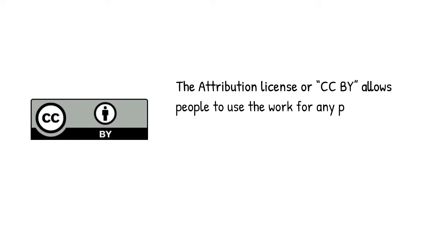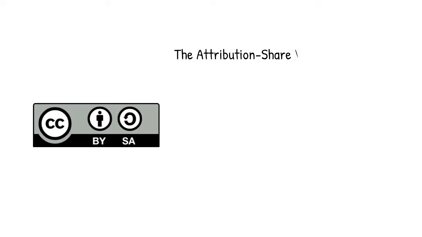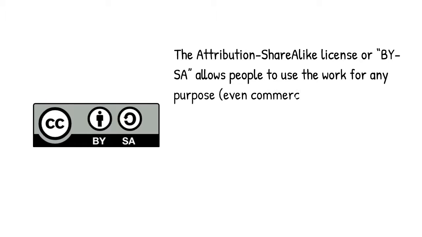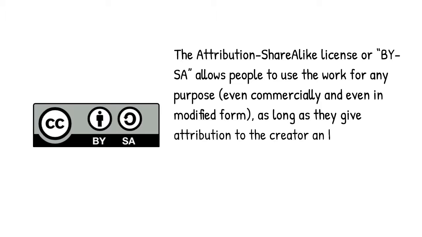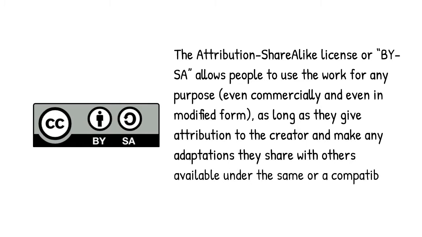CC BY. The Attribution license, or CC BY, allows people to use the work for any purpose, even commercially, and even in modified form, as long as they give attribution to the creator. CC BY SA. The Attribution Share-alike license, or BY SA, allows people to use the work for any purpose, even commercially, and even in modified form, as long as they give attribution to the creator and make any adaptations they share with others available under the same or a compatible license.